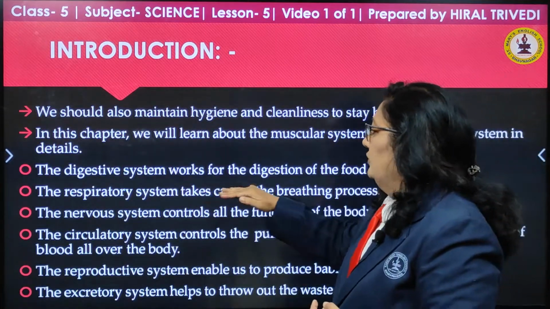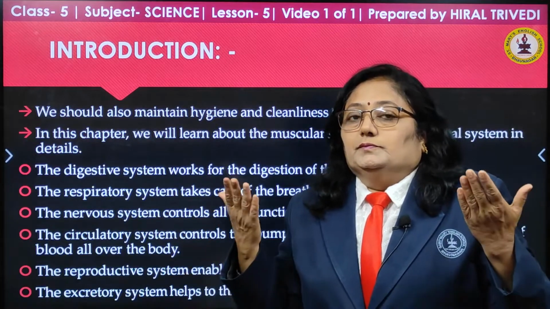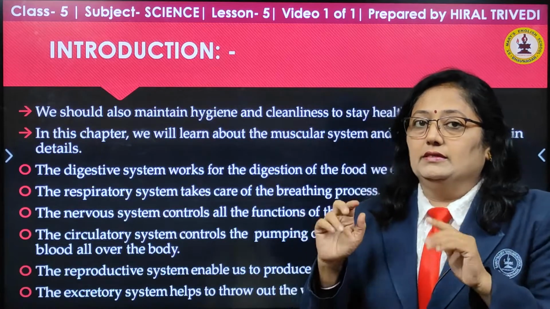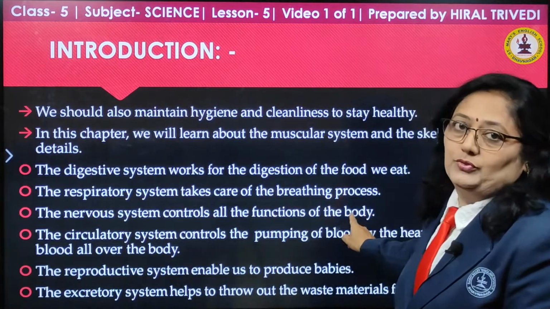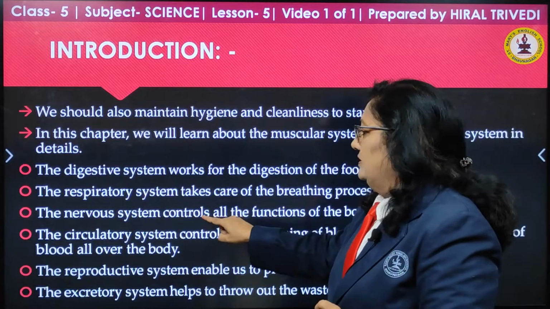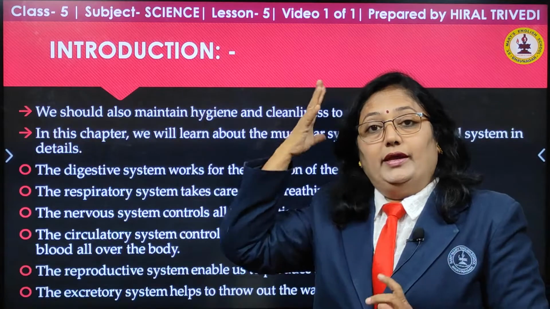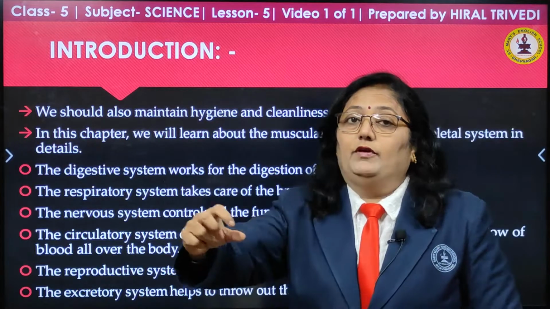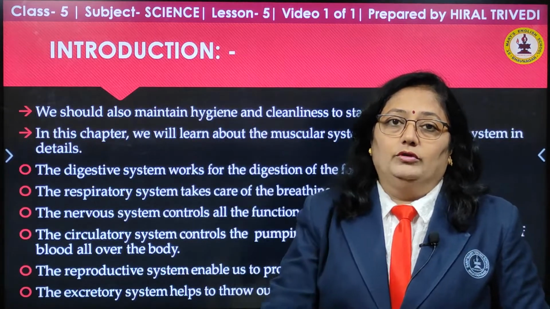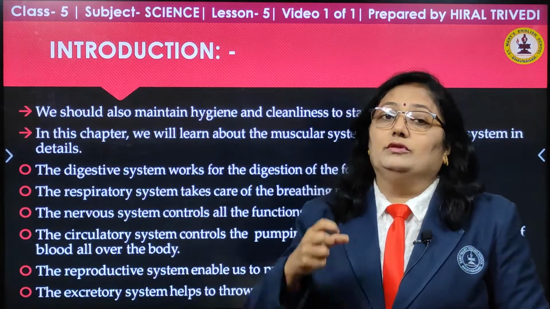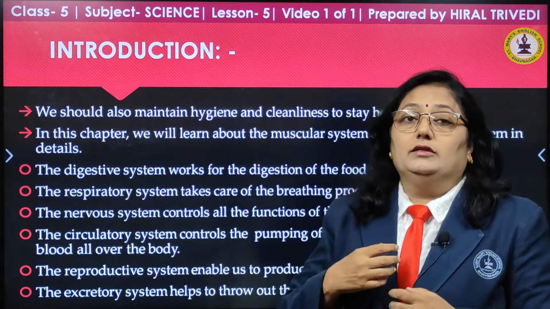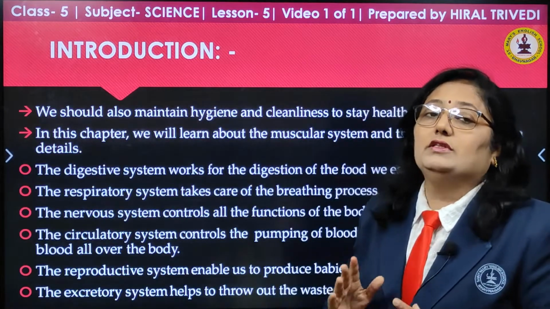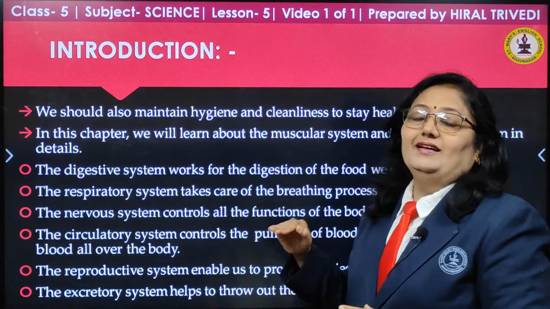Next, the respiratory system. When you breathe in, the air goes inside through the windpipe to the lungs. So it is concerned with the breathing process. Next is the nervous system. The nervous system is made of the brain and the nerves. It is written that it controls all the functions of the body. If I want to lift my hand up or down, or lift a pen, the command is given from the brain. The food getting digested, and the few things we see with our eyes, in each and every system the control is with the nervous system.